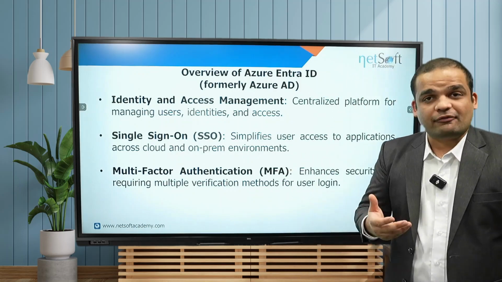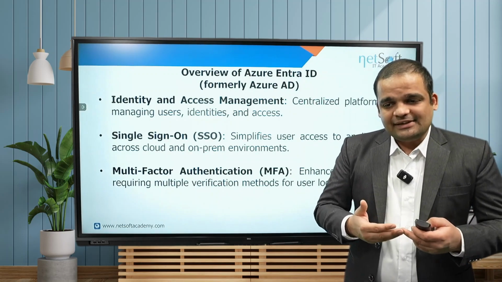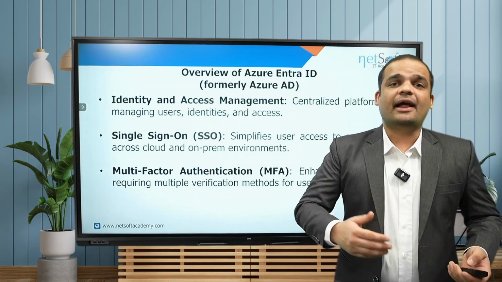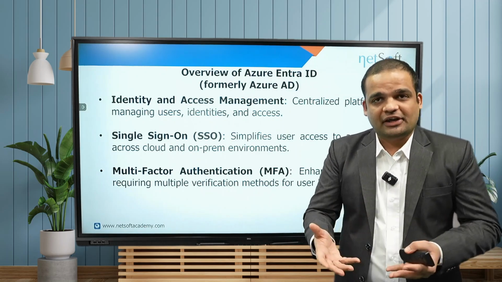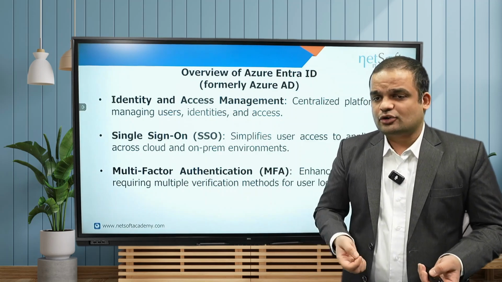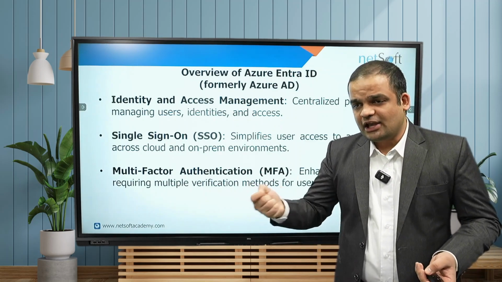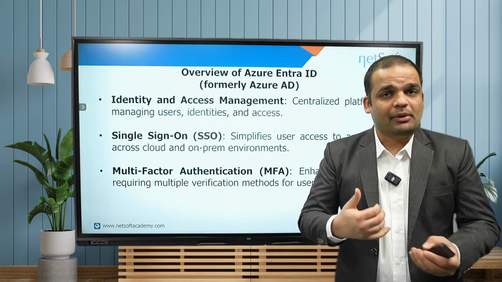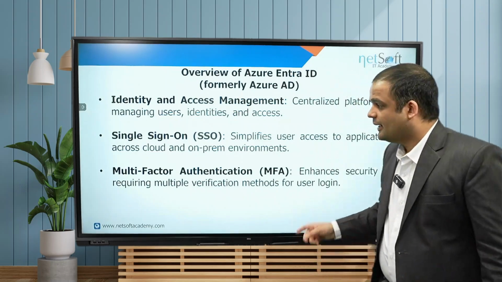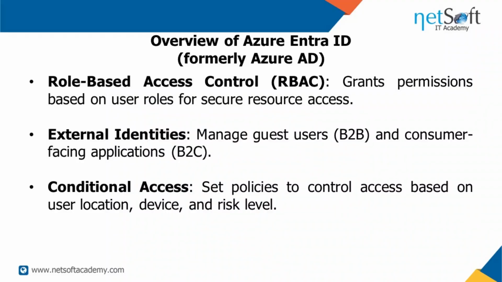The next one is MFA, multi-factor authentication, which adds an extra layer of security by requiring multiple verification methods, such as a code on your authenticator application, SMS, a code you receive via email, or maybe a phone call. The next component is RBAC, role-based access control, which ensures that users only have access to what they need based on the roles assigned to them.